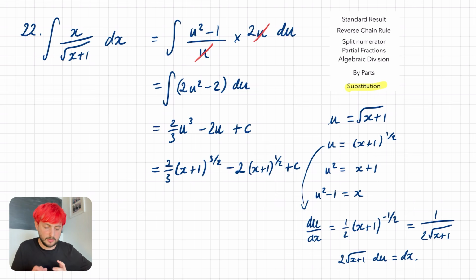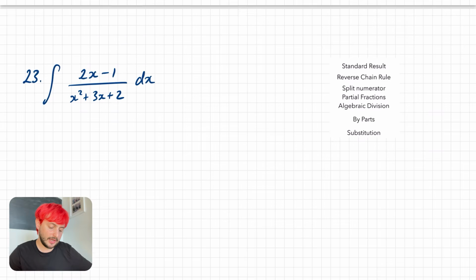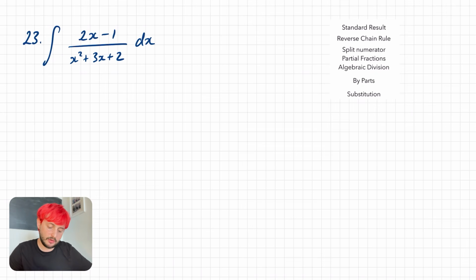My mind kind of goes to substitution with this, but you can see how much more demanding substitution is than some of those other methods that we've got. Okay, 2 more questions. Question 23 here. I wonder if you can remember which method this is.